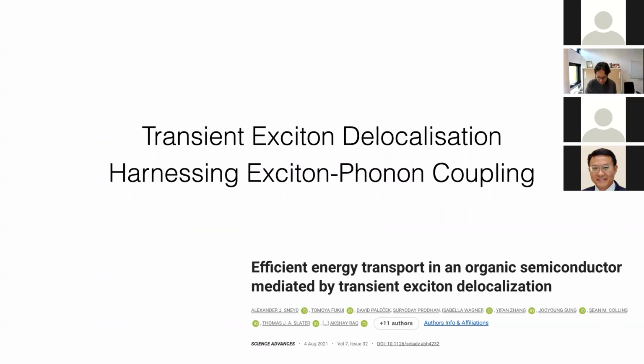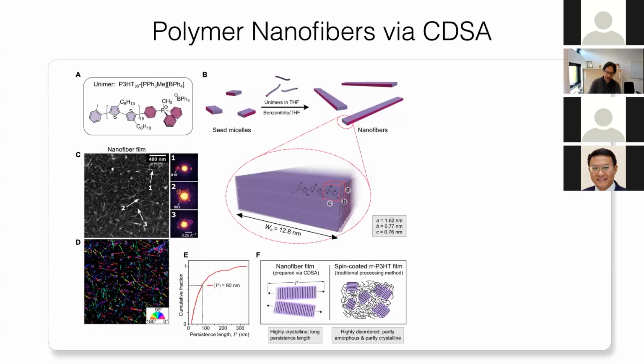So having established that, let's talk about the first story that we have today. So we're done with the introduction. And the first story is basically about a new way to harness exciton-phonon coupling in organic semiconductors, which leads to this transient delocalization mechanism that we have proposed for exciton transport. You can read more details in this paper here, which was published in Science Advances last year, and I'll go through some of the key details now.